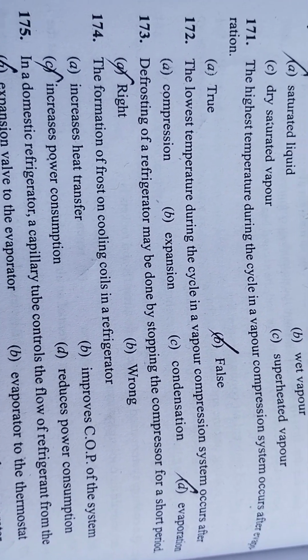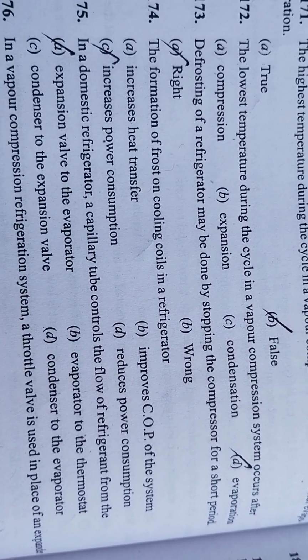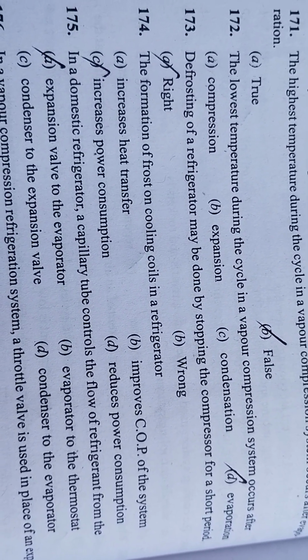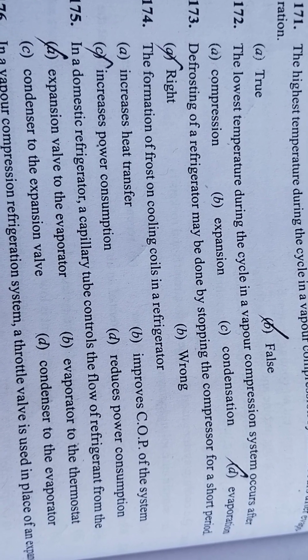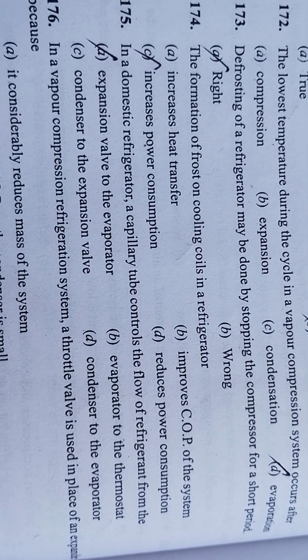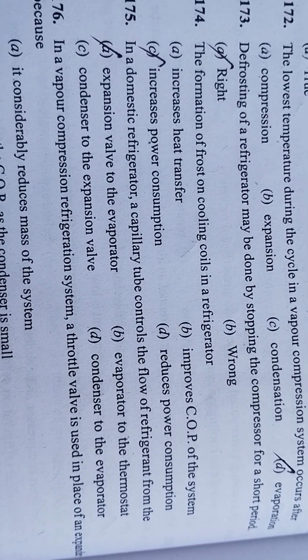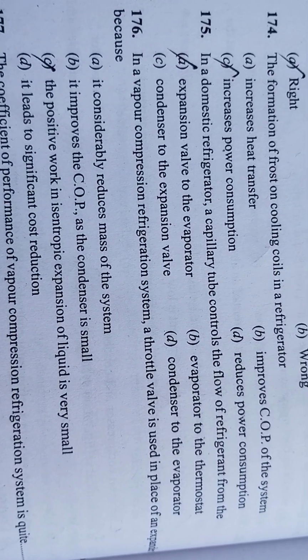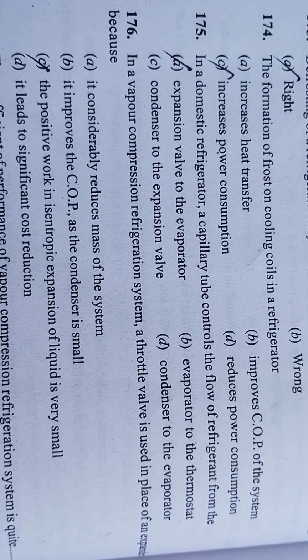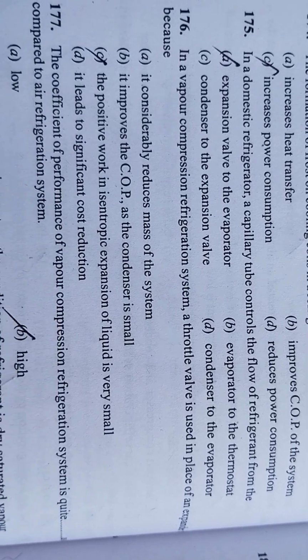The highest temperature during the cycle in a vapor compression system occurs after compression. The lowest temperature during the cycle in a vapor compression system occurs at evaporation. Defrosting a refrigerator may be done by stopping the compressor for a short period. The formation of frost on cooling coils of a refrigerator increases power consumption.